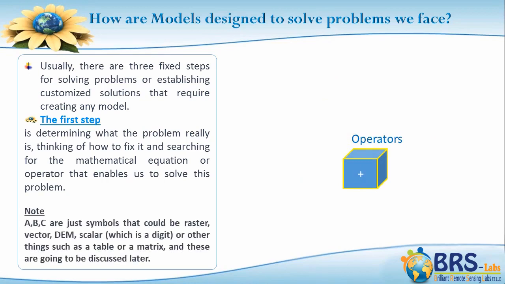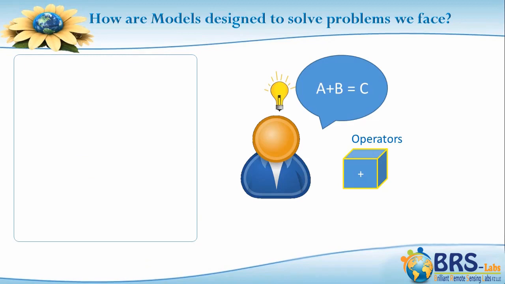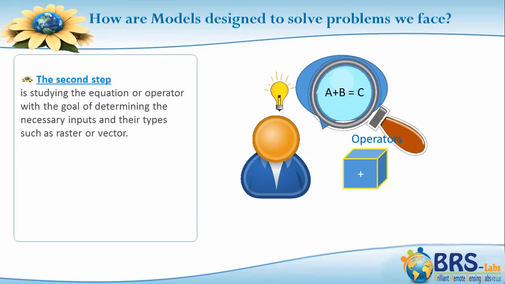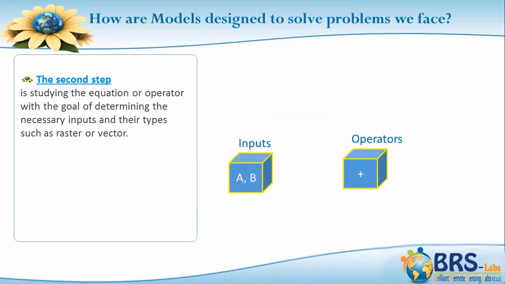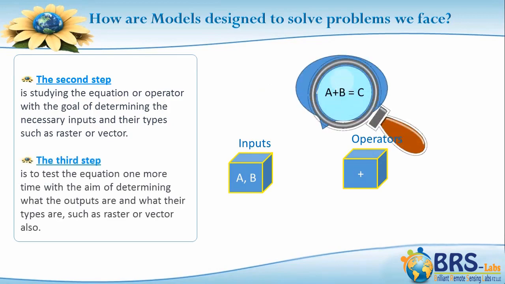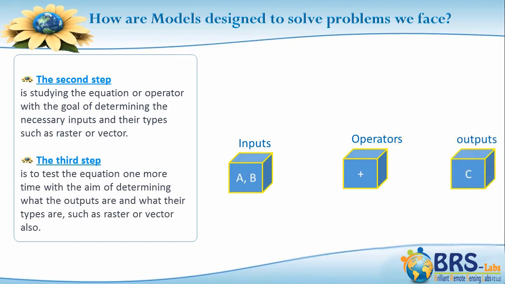Note: A, B, or C are just symbols that could be raster, vector, DEM, scalar, which is a digit, or other things such as a table or a matrix, and these things are going to be discussed later. The second step is studying the equation or operator with the goal of determining the necessary inputs and their types such as raster or vector. The third step is to test the equation one more time with the aim of determining what the outputs are and what their types are, such as raster or vector also.